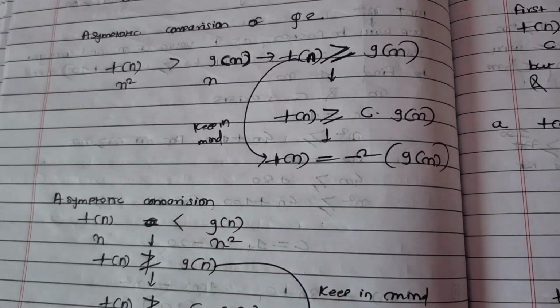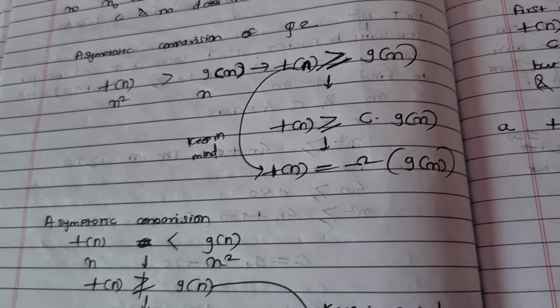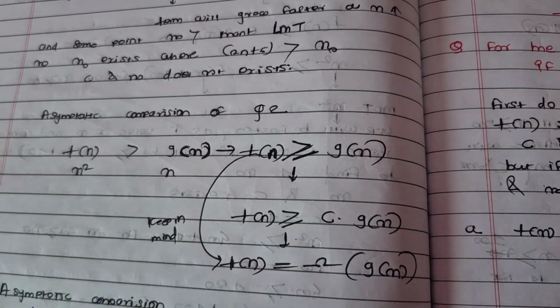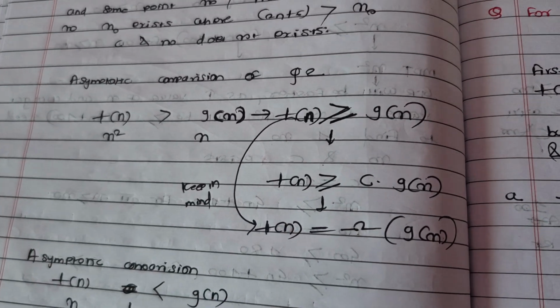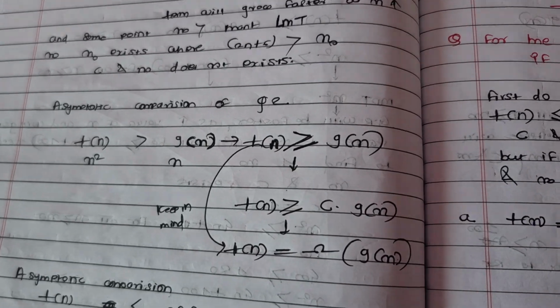Before that, the asymptotic comparison of the previous question 2 is given here. You can see n square is greater than n, which is satisfying the equation, and which is equal to big omega of g(n) also.